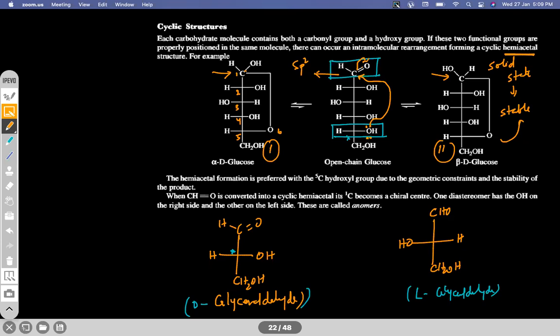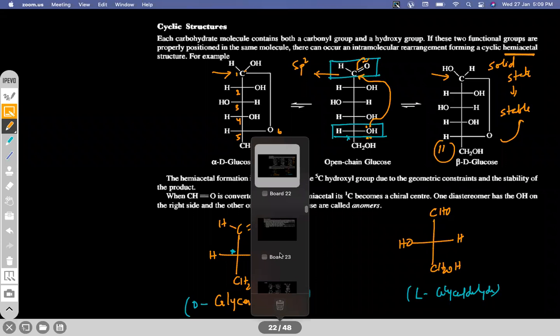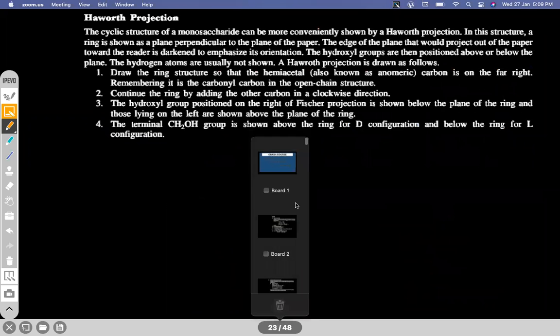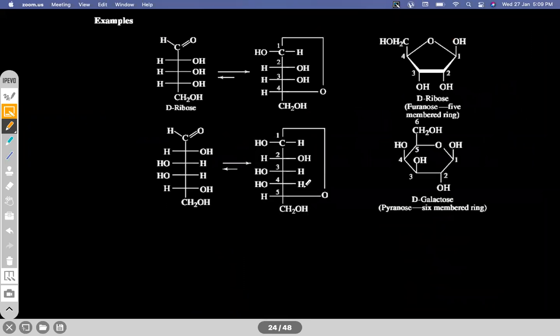There are a few things that you must understand. Haworth projection, like I said, it is the same thing. We have a 6-member ring of carbon atoms, which we have to represent. This was a cyclic structure of this molecule. It is the ribose formula, you should know. It has one carbon less, a 5-carbon atom, and all the OH are on the right side.